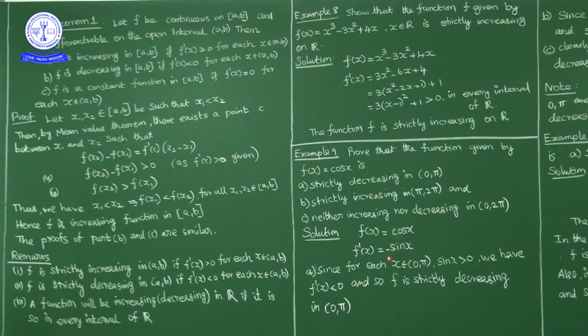A positive quantity multiplied by a negative sign is negative. So for each x belonging to 0 to pi, sin x is positive, so f dash of x is negative. Sin x is positive, minus sin x is negative, no? So f dash of x negative means f is a decreasing function. So f is strictly decreasing in 0 to pi.